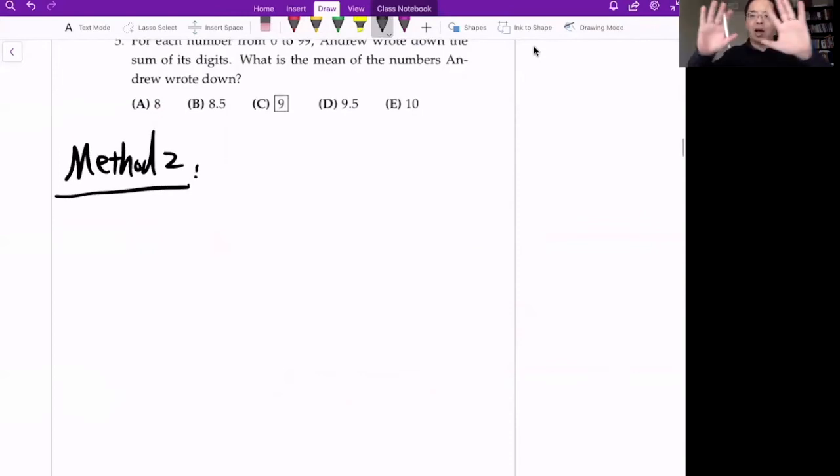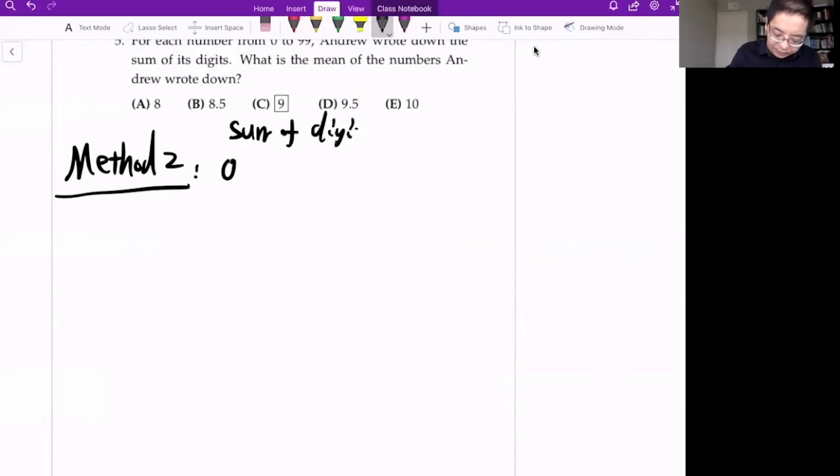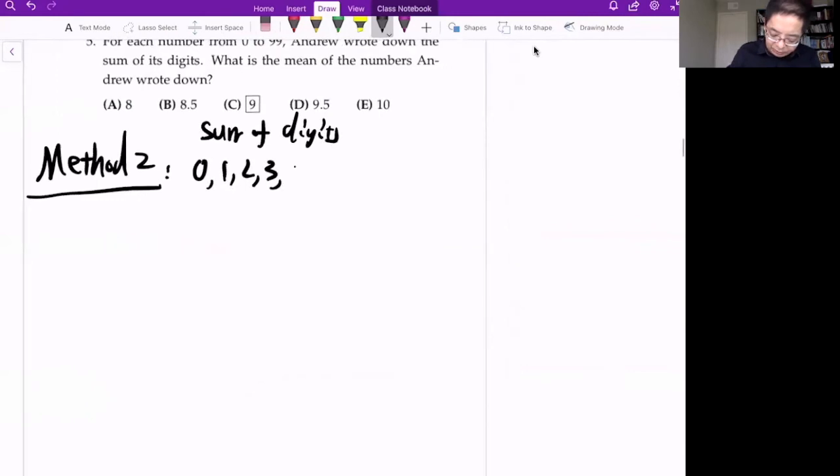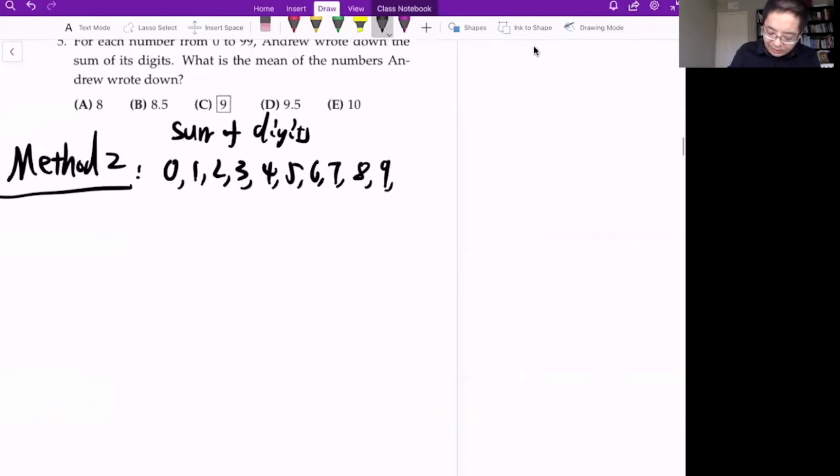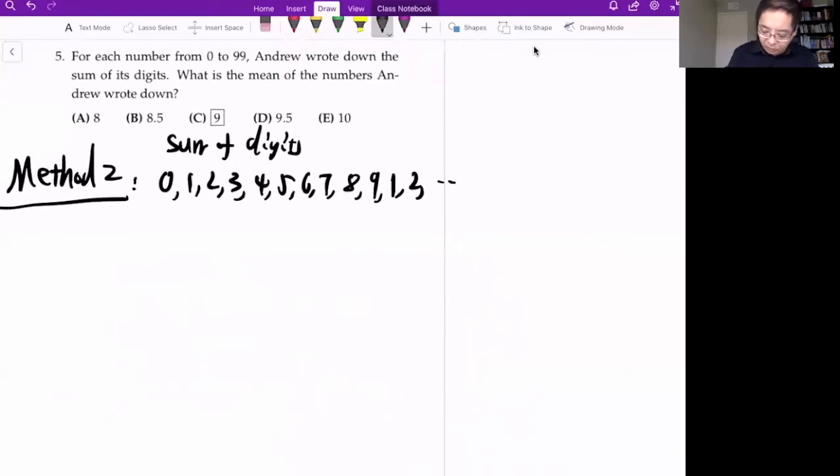Let's list out these 100 numbers. We start from 1, which means the sum of digits, right? It's 0, 1, 2, 3, 4, 5, 6, 7, 8, 9. 10 is 1, and then 11 is 2, and all the way to 99. We know this together is 18, right? So we have 18 and 17, right? So in total, this is 100 numbers.